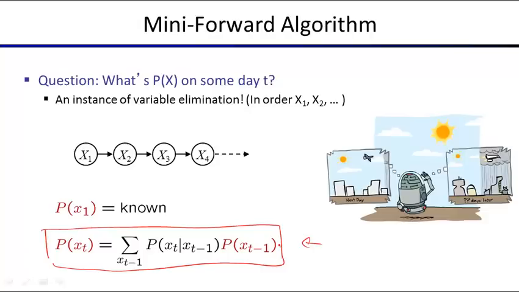Any questions about the algorithm before we study some properties of it? Okay, so that's the mini-forward algorithm. Now let's see what happens if we apply this. And we're going to let t go all the way till infinity. Yes?